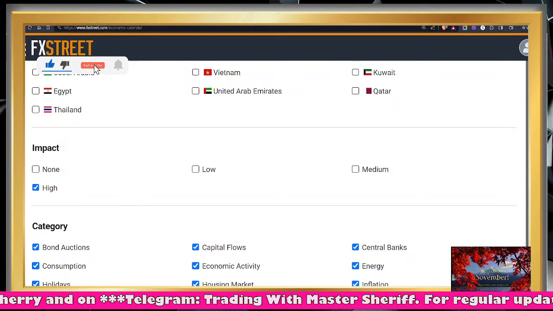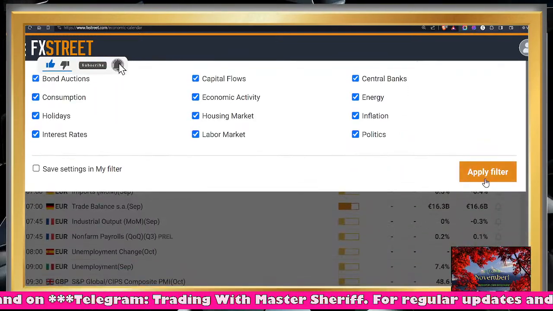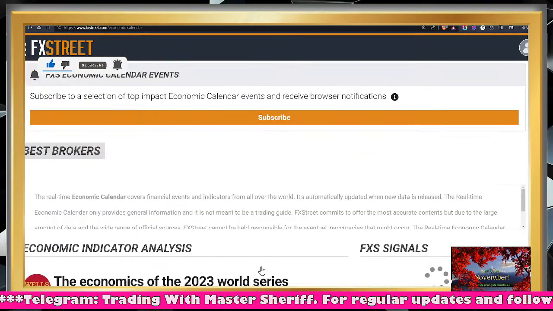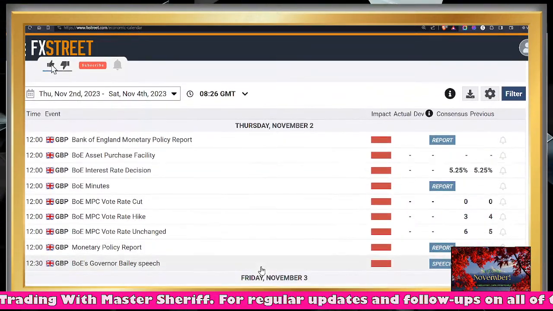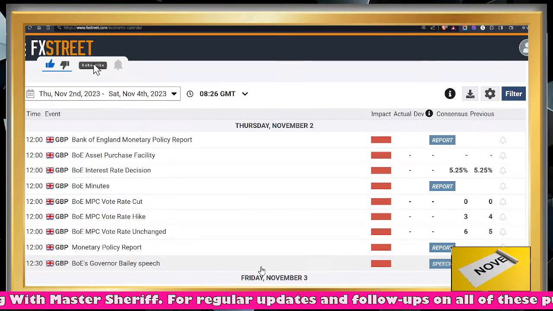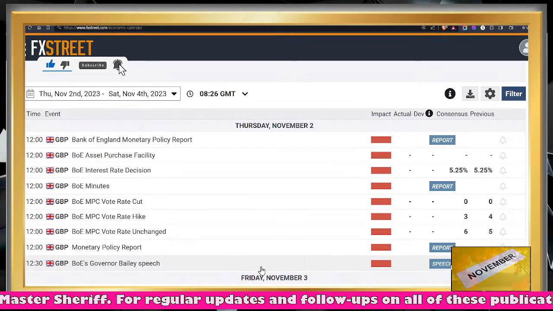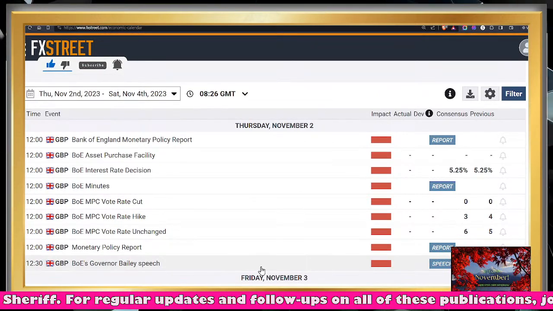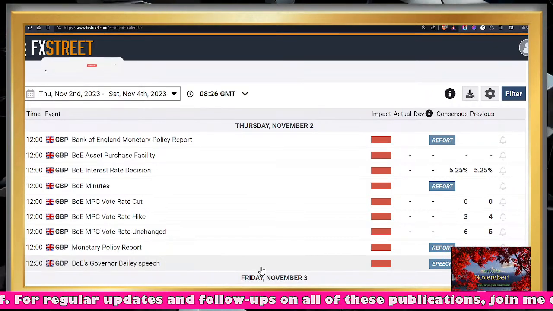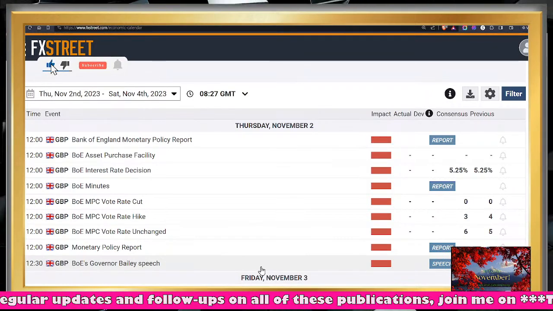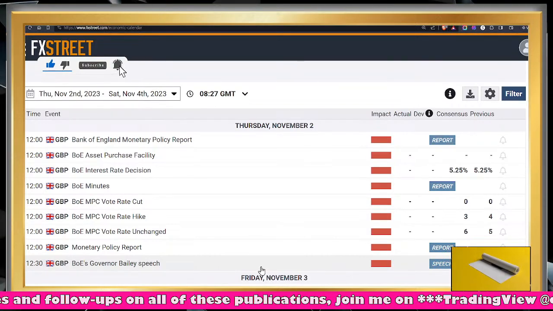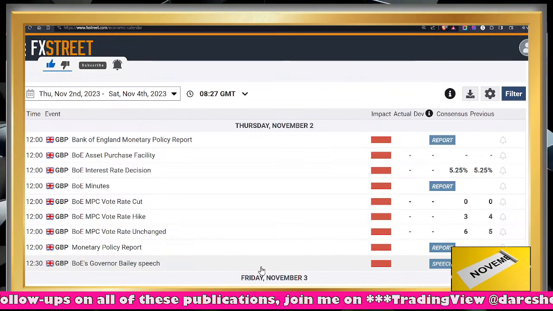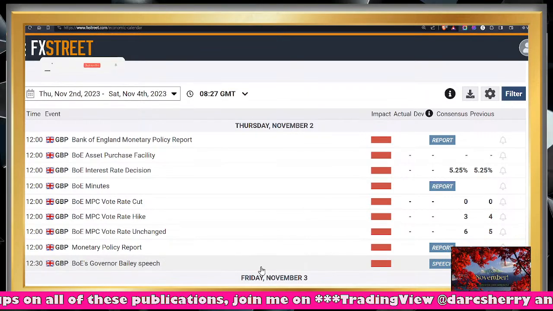So let's see what we have here. When we do that, we do have a handful of events we are going to be looking at today. And all the high impact events are coming in from the United Kingdom economic docket. Now, the first one here is the monetary policy report. We have the asset purchase facility.